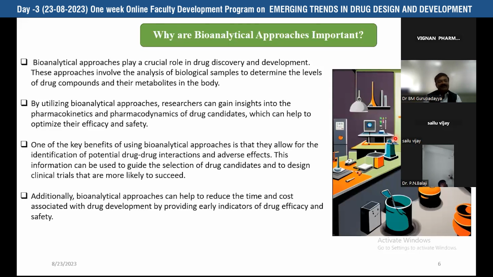Additionally, bioanalytical approaches can help reduce the time and cost associated with drug development. The bioanalytical person can give a lot of information regarding the parameters or methods to be used. That bioanalytical data is most important for drug discovery and development. Time and cost are equally important, and both are efficiently taken care of by performing bioanalytical approaches.